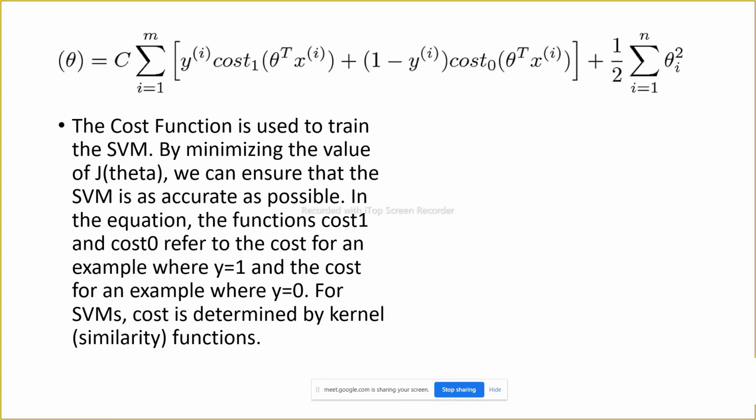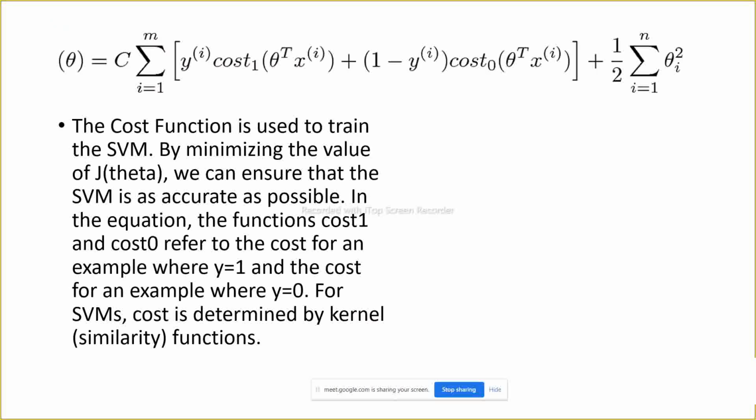So it's called the cost function. Mainly we use the cost function to identify the minimized value of theta, and we can ensure that the support vector machine is as accurate as possible. Okay, so basically this is our talk about the support vector machine.